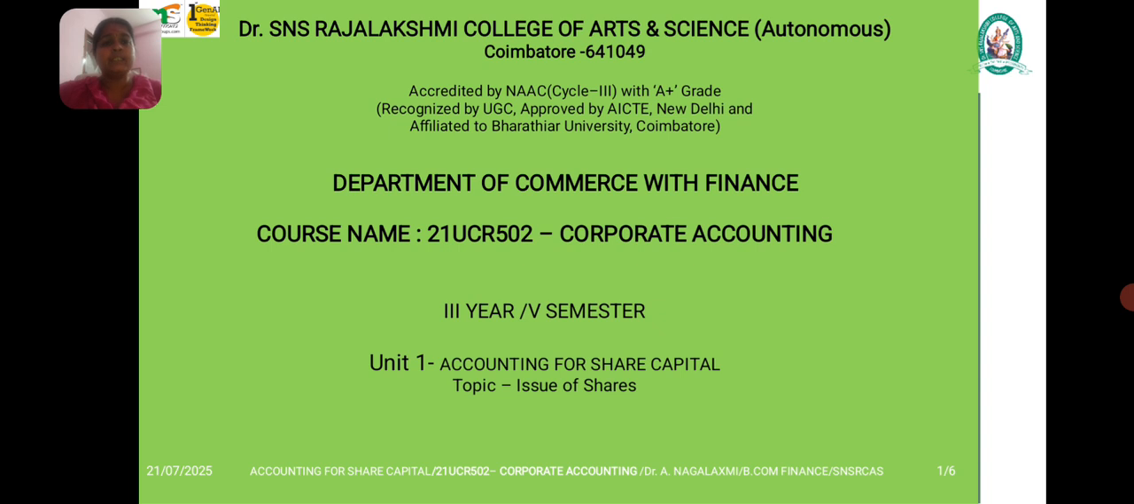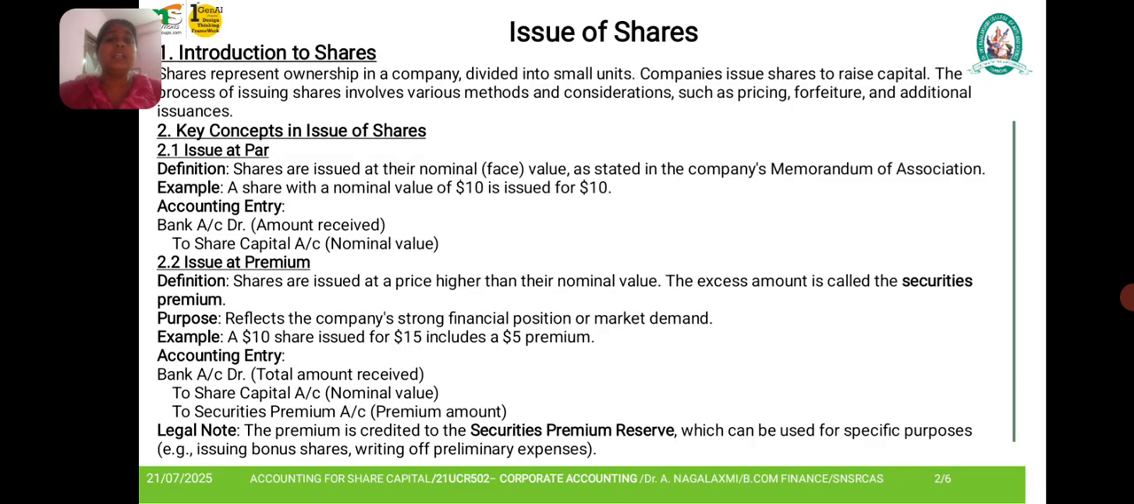The topic is accounting. In the unit Accounting for Share Capital, the topic is issue of shares. Now we are going to see the introduction to share. What is a share? A share represents ownership in a company divided into small units. A company issues shares to raise capital. The process of issuing shares involves various methods and considerations such as pricing, forfeiture and additional issuance.